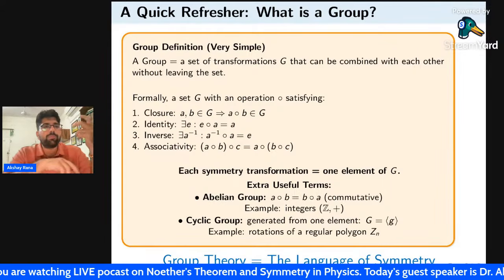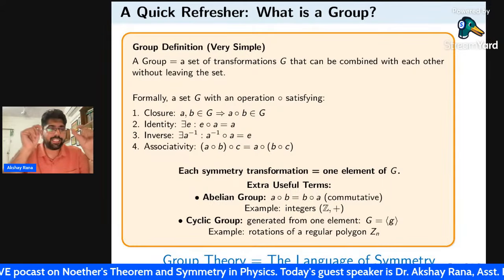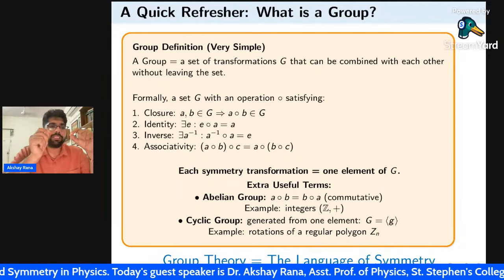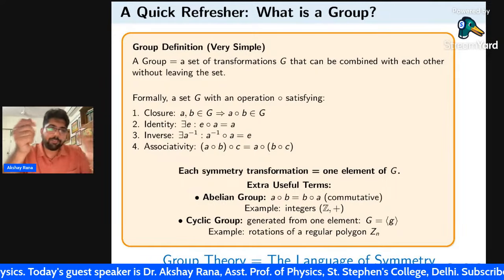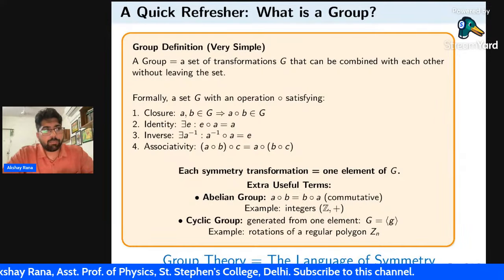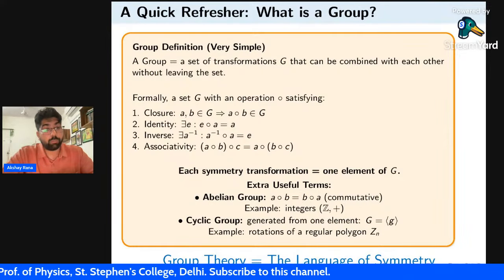The abelian group is nothing but this: if there are two operations and two objects A and B, and they are commutative to each other, meaning A dot B and B dot A are the same, then we say that the particular set or group is an abelian group.